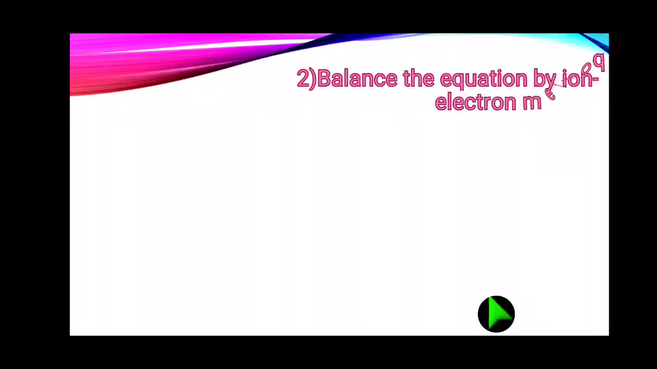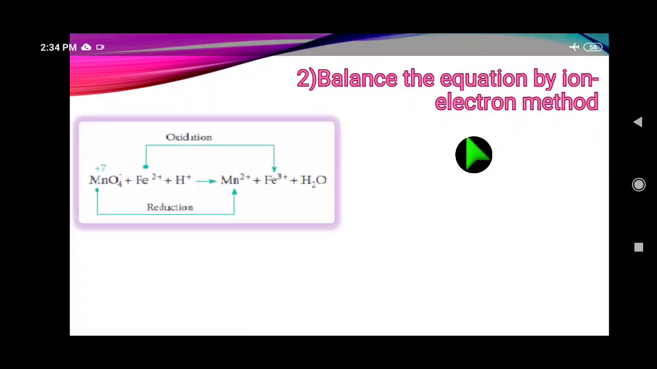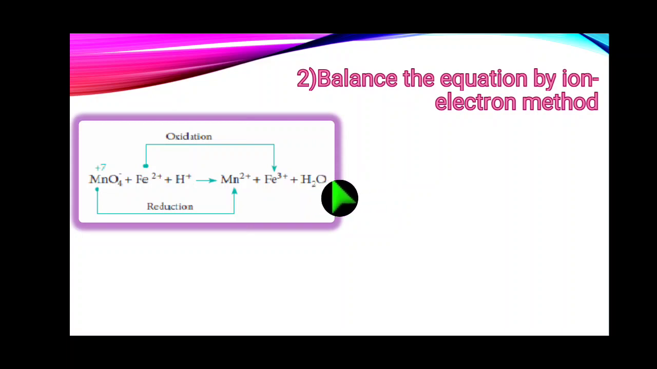Okay, question number two. Balance the equation by the ion electron method. So how to find? You have to use the ion electron method. Here single elements are given with a charge: Fe +2 charge, hydrogen +1 charge, manganese +2 charge, and on the right side iron +3 charge. Manganese on the left side has oxidation state +7, right side +2, so the oxidation number decreases, that's why reduction. Then iron Fe +2, right side Fe +3, the oxidation number increases, that is oxidation. First you should write wherever oxidation and reduction are occurring.